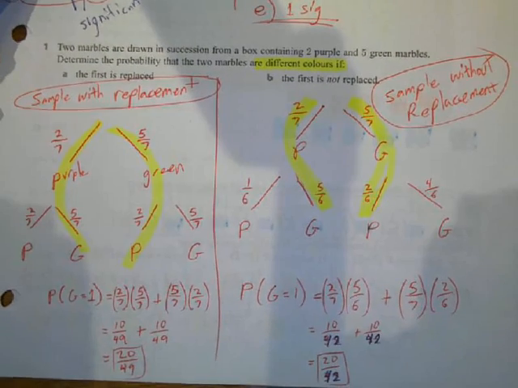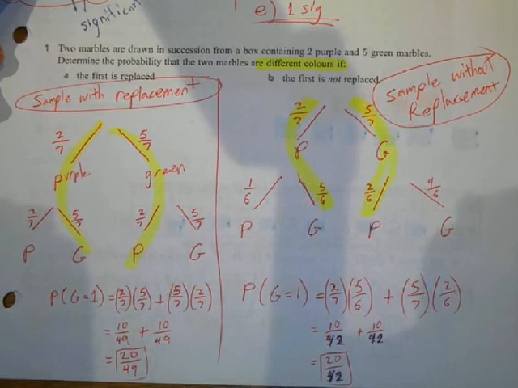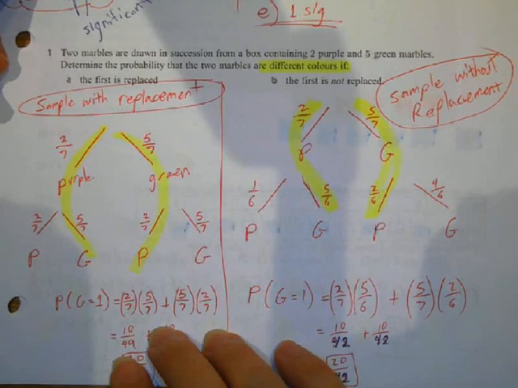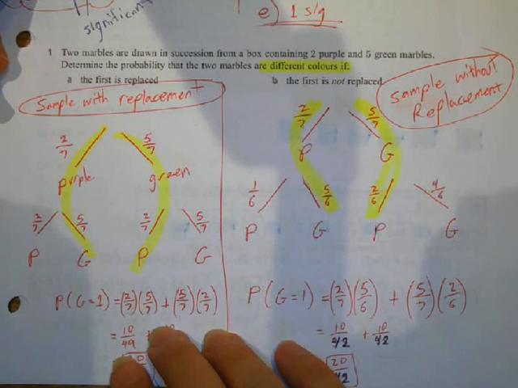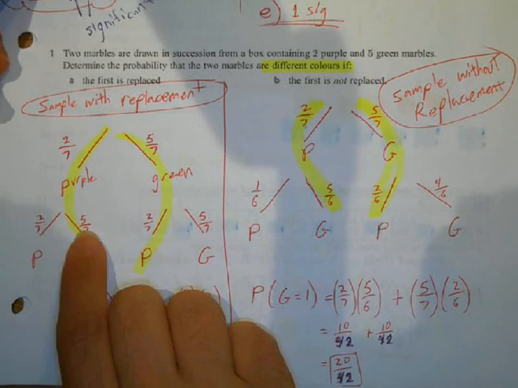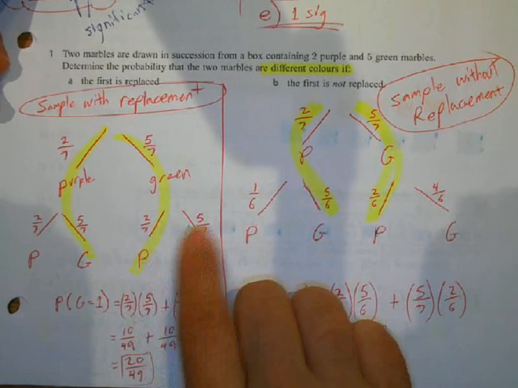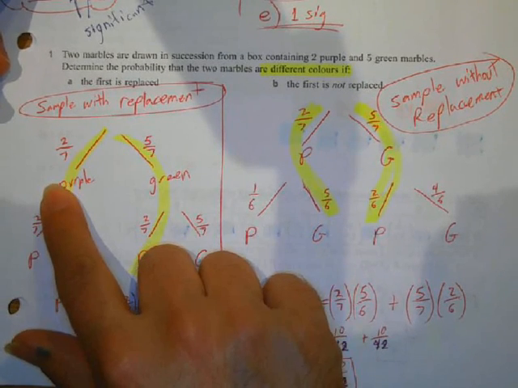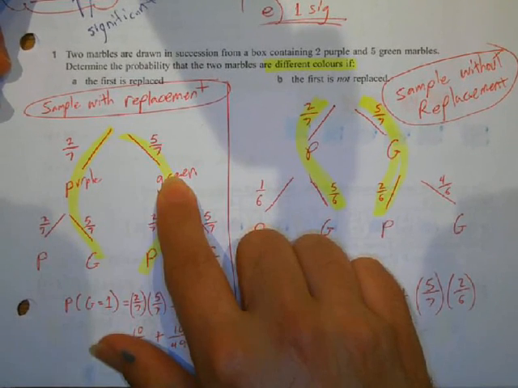Now, in this lesson with binomial distribution, our focus is going to be entirely on sampling with replacement. What does sampling with replacement mean? It means the denominator is going to stay the same for our probability. So here we had a 2/7 chance of being purple and a 5/7 chance of being green.